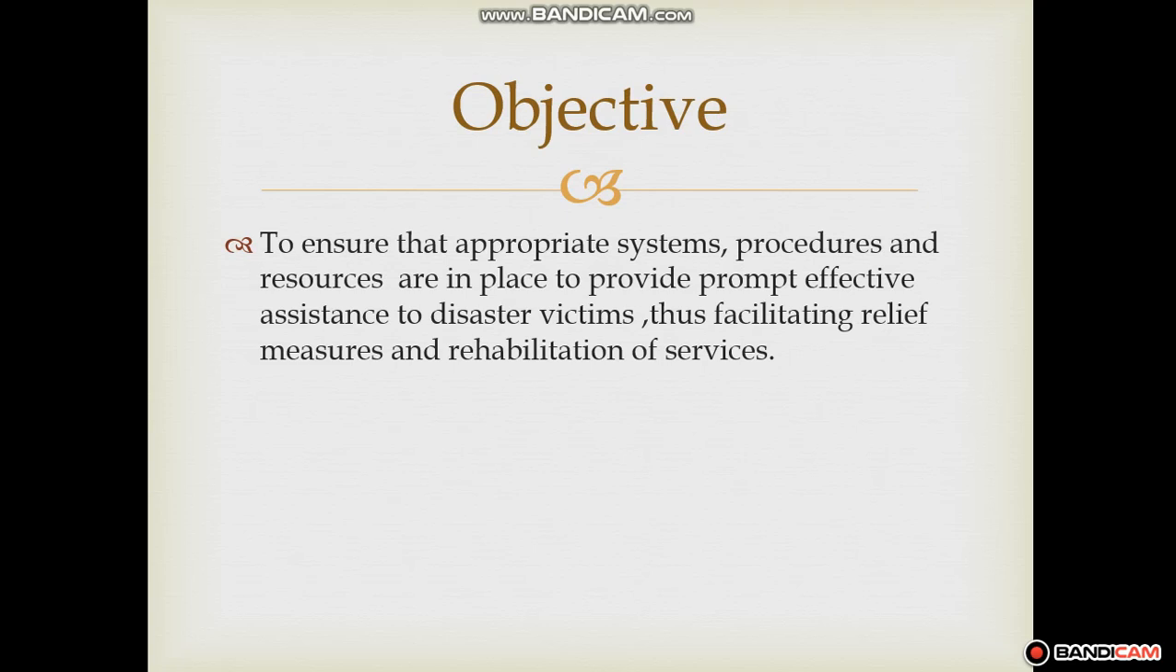The main objective of this phase is to ensure that the appropriate systems, procedures and resources are in place to provide prompt, effective assistance to disaster victims, thus facilitating relief measures and rehabilitation of the services. So why are we doing this preparedness? So that we are able to provide prompt, effective assistance to disaster victims. We are foreseeing a similar disaster in the future, and in such a way the preventive measures are being done so that we can give prompt and effective assistance to the affected victims, and thus facilitate relief measures and rehabilitation of the services very easily.